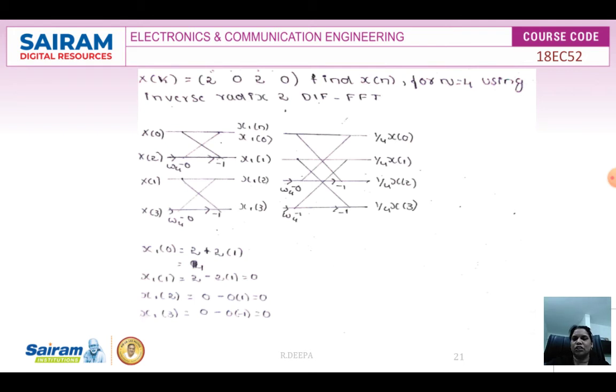So I am getting 2 plus 2, which is 4. And for the second output x1 of 1, it is x of 0 minus x of 2 into W4 power of minus 0, which is 2 minus 2, it is 0. In the same way, you can do it for x1 of 2 and x1 of 3. So once this is done, this will act as an input for the second stage. So the input is 4 0 0 0.